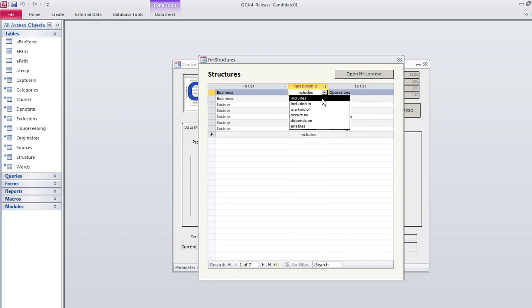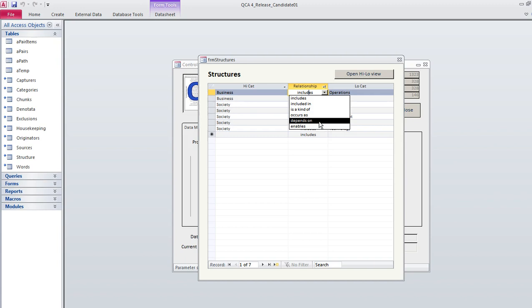6 are predefined. Includes is like the default, but you can have included in, which is going the other way. It could be confusing. Is a kind of, or occurs as. Those are opposites, really. And I've got this idea about dependency. Depends on or enables. In philosophy, there is decomposition. One thing is made up of others. There's typology. One thing is an example of some kind of thing. And then there's the functional dependency. One thing is functionally dependent on another.